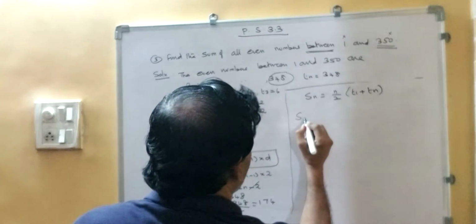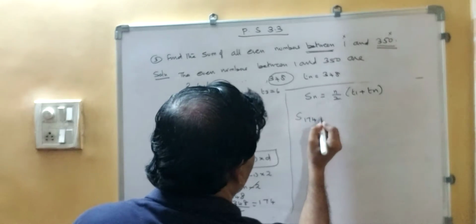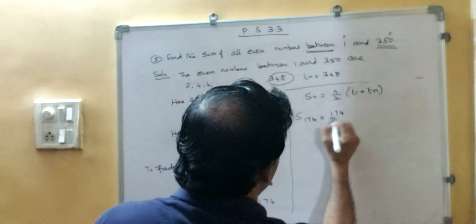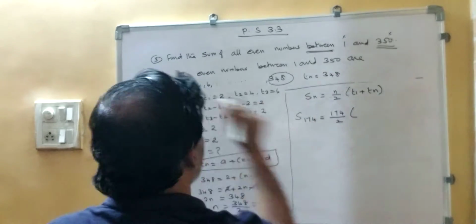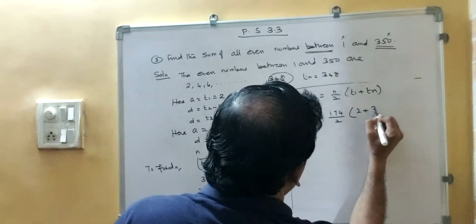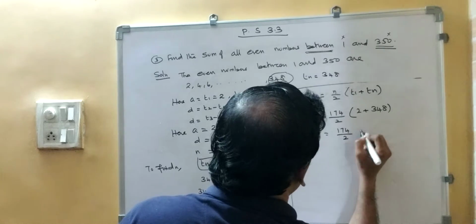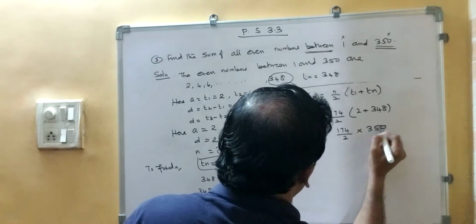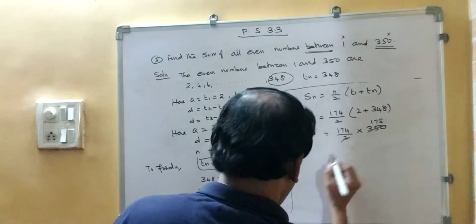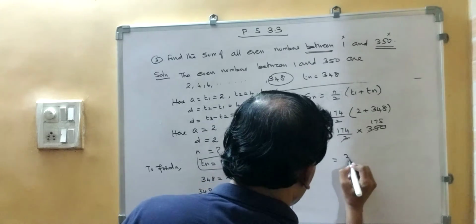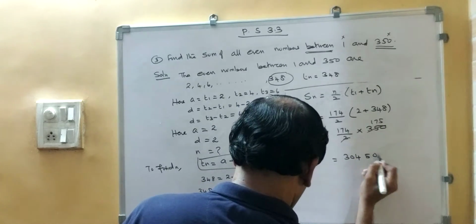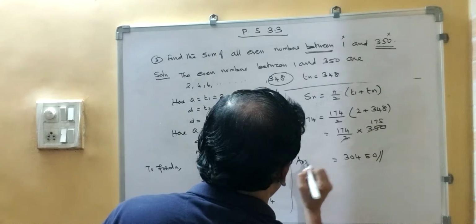That means S174 equal to 174 upon 2. What is the first term? 2. What is the last term? 348. So 174 upon 2 into 350. So 87 into 350, which is equal to 30450. This will be your answer.